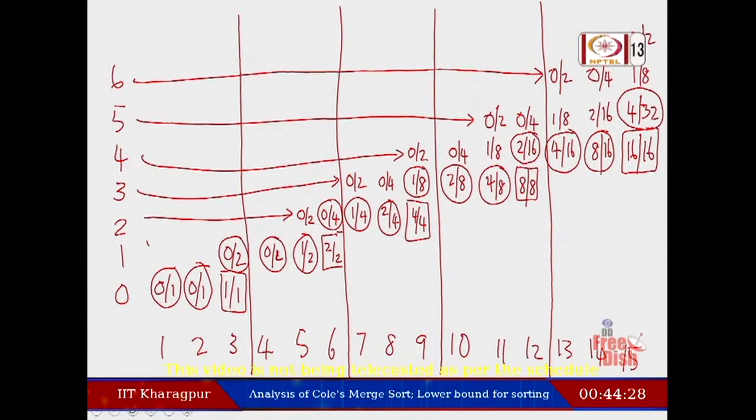So this is how the cache and sample sizes vary through the stages. So now let us make some observations.